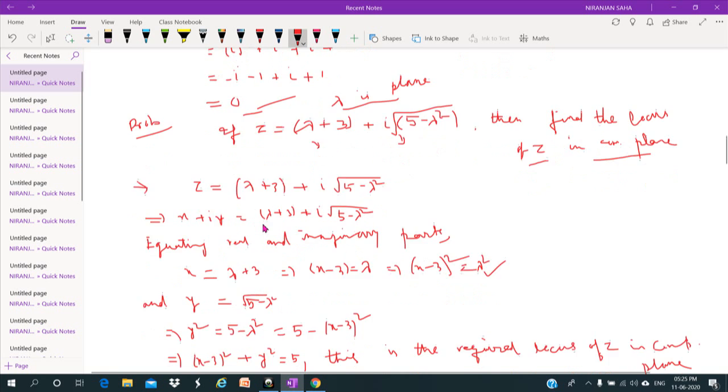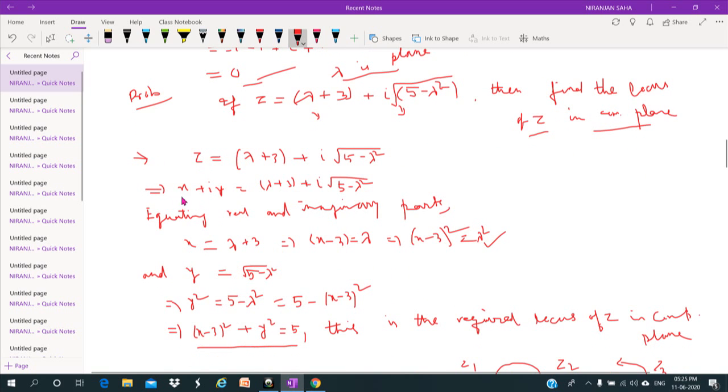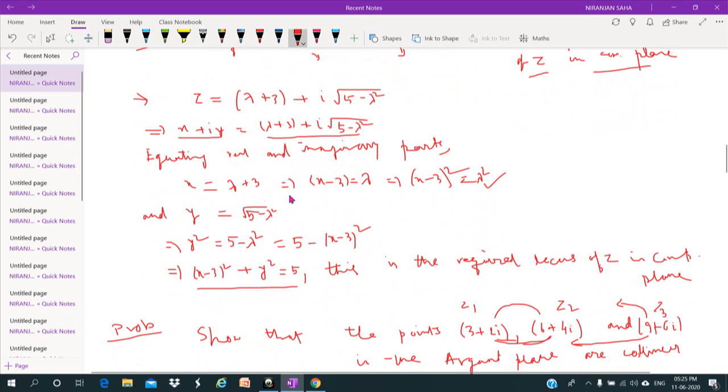So for this we will take z represented by x plus iota y. Then this is equal to this. We know that in an equation the real part is always equal to the real part, and the imaginary part is always equal to the imaginary part. So equating this, we have x is equal to lambda plus 3. Then we have x minus 3 is equal to lambda, and y is equal to 5 minus lambda square.